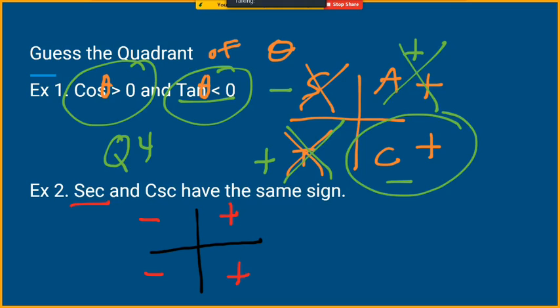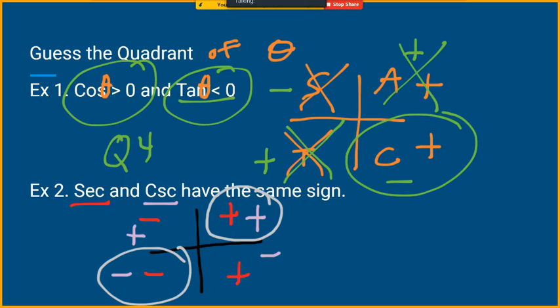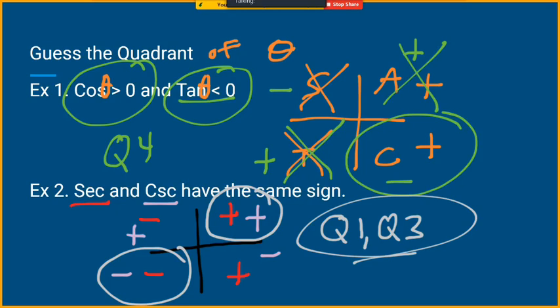Now for cosecant, all trig functions are positive in quadrant 1. Cosecant is going to be positive in quadrant 2 because that's where sine's positive. Cosecant will be negative in quadrant 3 and negative in quadrant 4 because sine is negative in those quadrants. So if we look, we see that both these functions have the same sign in quadrant 1 and in quadrant 3. So theta would have to terminate in one of these two quadrants.